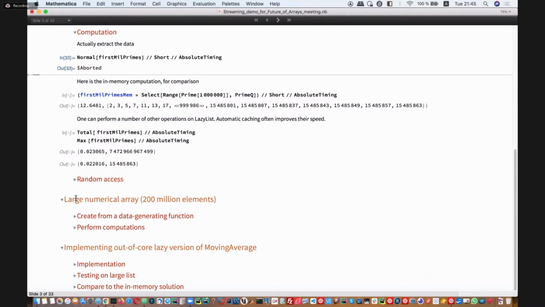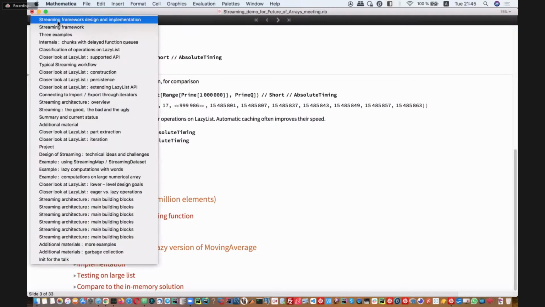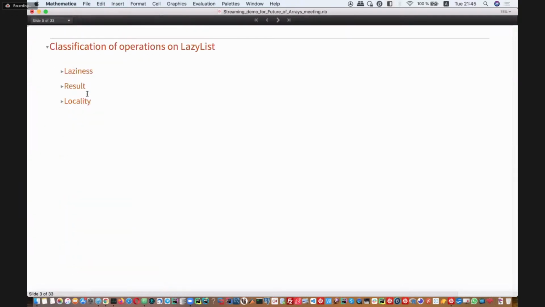Okay, now wait a second. When you say total of first mill primes, right? Why does that come back from the indirect representation? How does it know to auto-normalize that? Isn't it because that's a vector to scalar operation? Yeah, so basically, here is the classification of things. And we have to make a decision which of them to make lazy and which of them to make eager. The relevant one to us is that things generally can be classified as terminal and non-terminal.